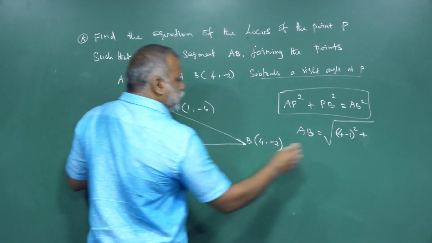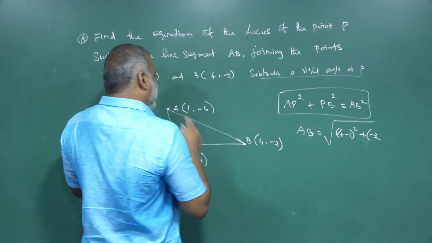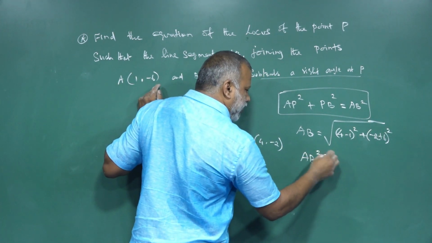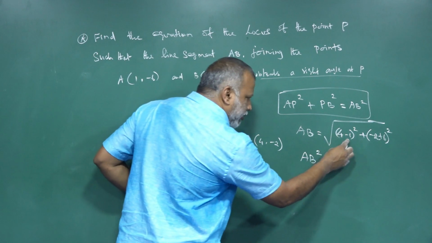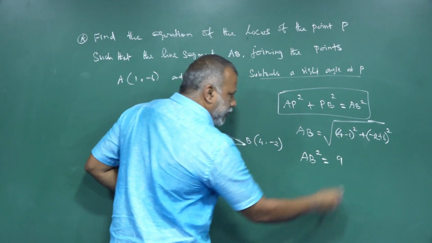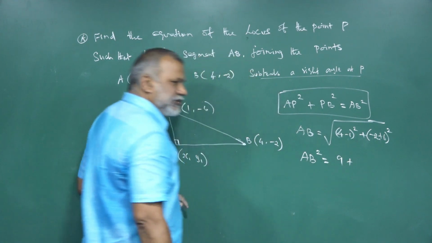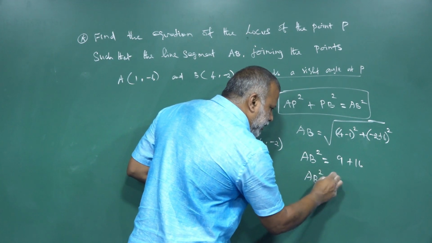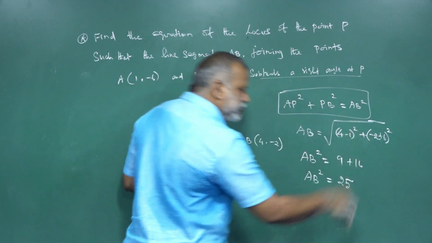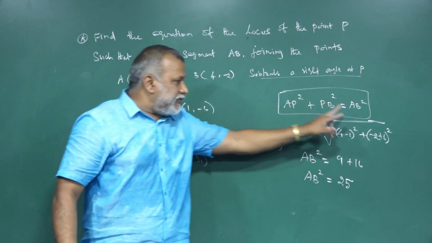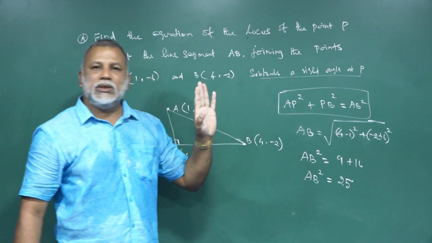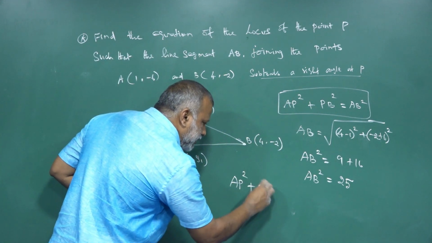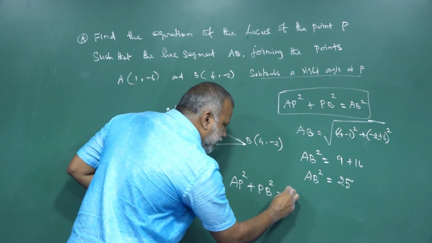plus, negative of negative becomes positive, 6 the whole squared. So for AB squared we want, the root will be removed. 4 minus 1, 3 squared becomes 9. Again minus 2 plus 6 will become 4. 4 squared becomes 16. So AB squared is here 25. So just observe, instead of AB squared, we are going to use 25. Therefore, the required condition is AP squared plus PB squared equal to 25.